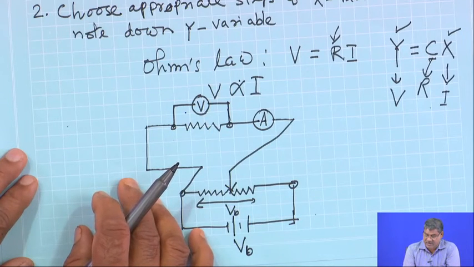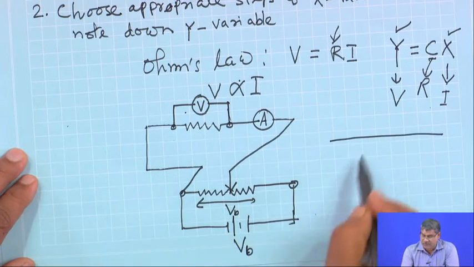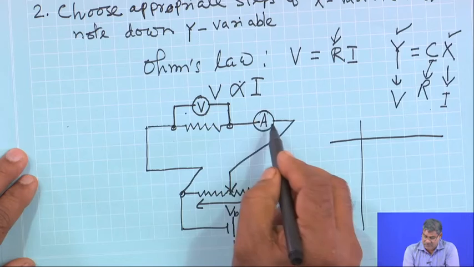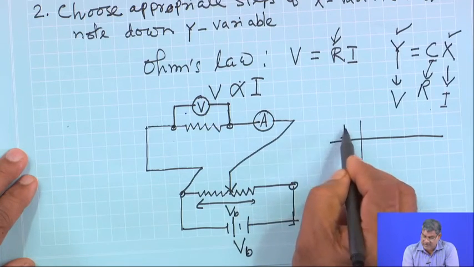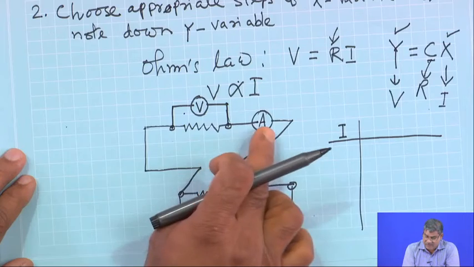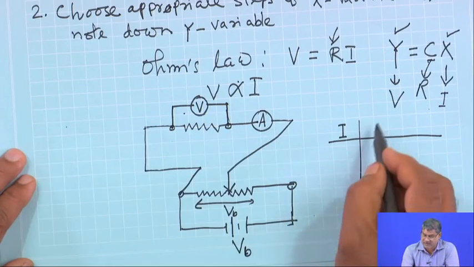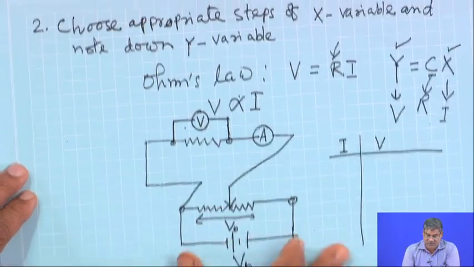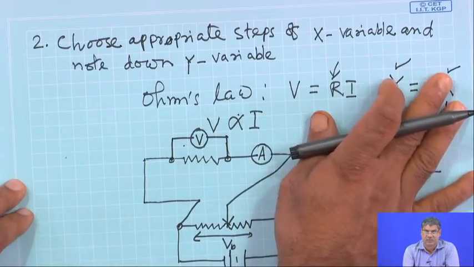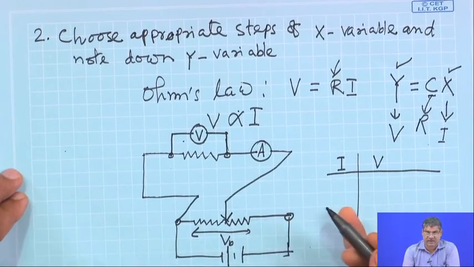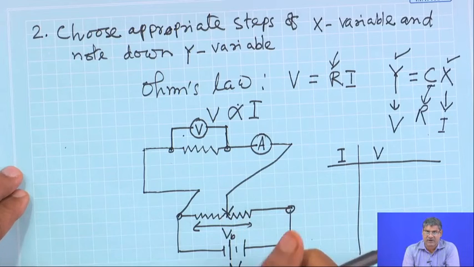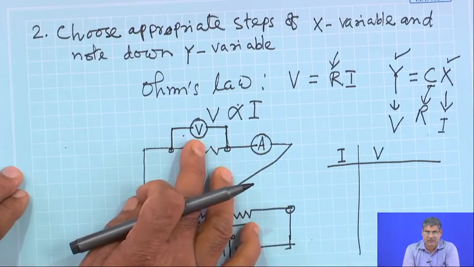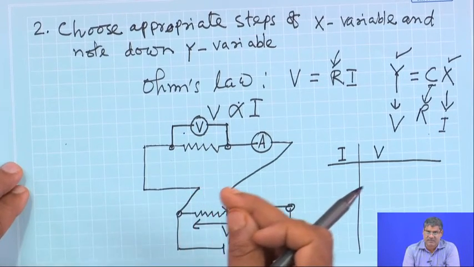Now, you are measuring, for different currents, the voltage dropped across this resistance. So, you are noting down what the current is, and then for this current what the voltage drop across this resistance is. Here I choose an appropriate step of the x variable, meaning the step in which you will change it. You are not changing the current continuously and noting down the voltage. Generally we change it step by step.